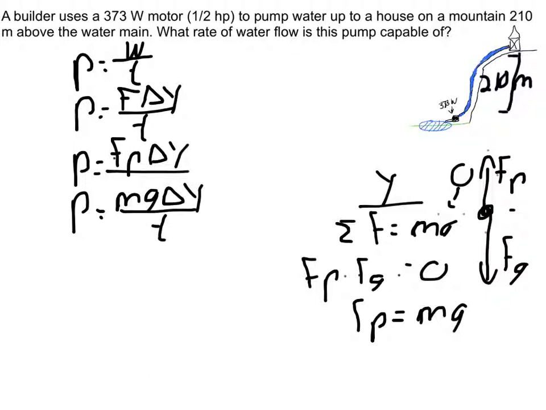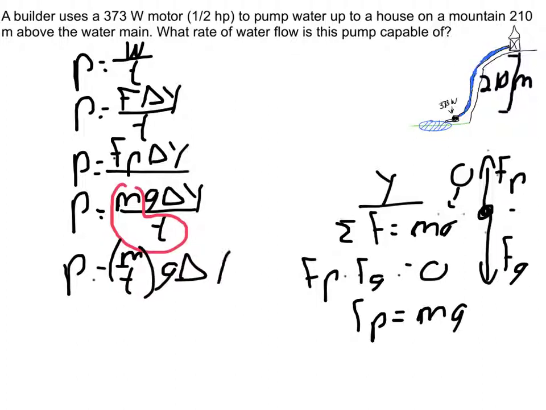What rate of water flow? Now, lots of times people think rate of water flow is a volume divided by time. Another way is mass divided by time. If you need to get between the two, the density of water is well known. It's 1 gram per milliliter. So that would be an easy conversion. But I can just group these two together to get my rate. So power is going to equal, and I'm going to group them, mass divided by time, times g delta y.